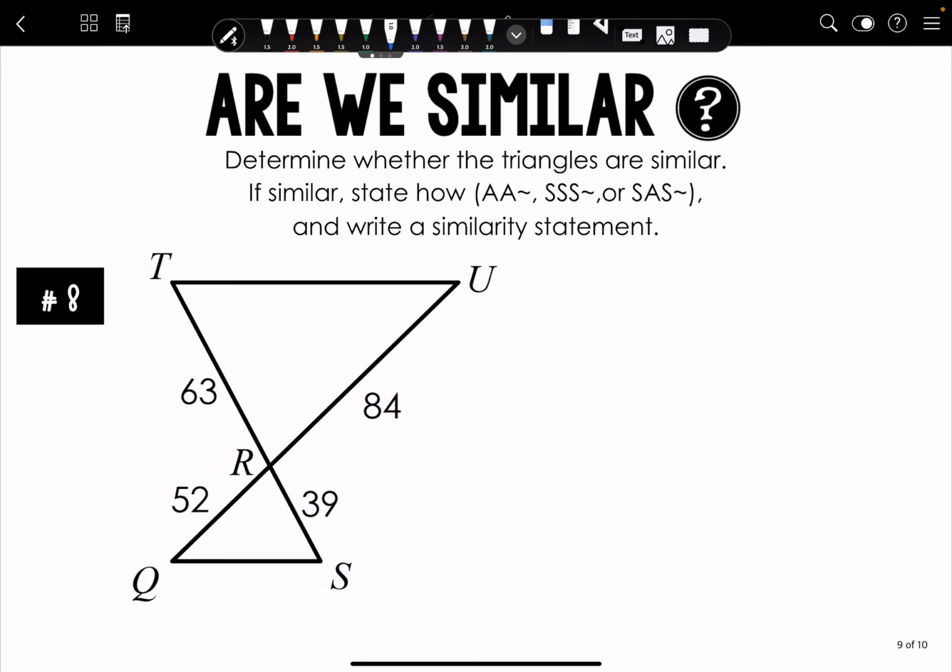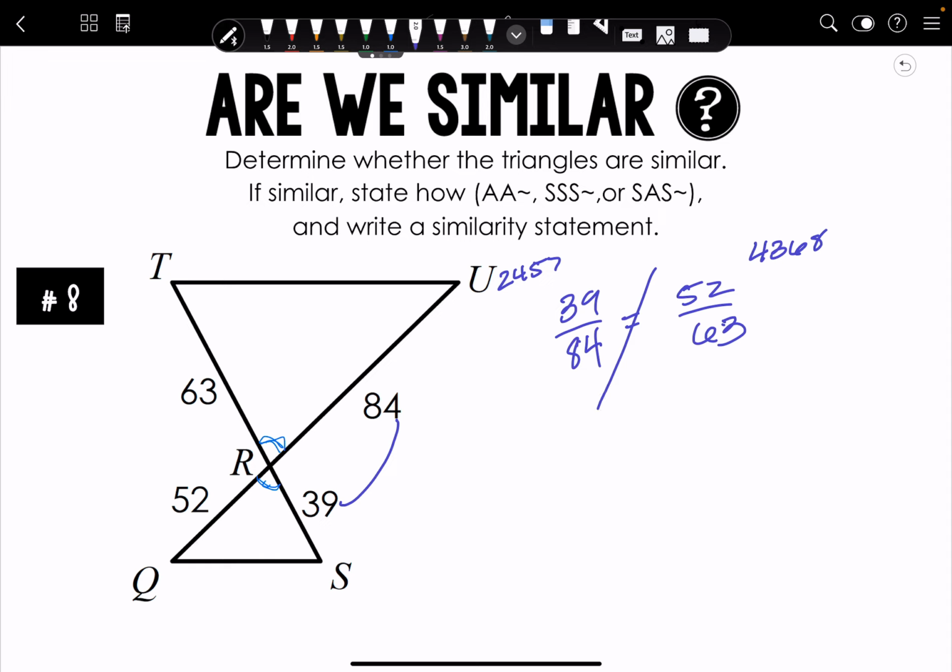All right, angle 8. So right here, you've got all of this set up. Well, don't forget, these are vertical angles. So we got to think about it two ways. Maybe 39 and 63 are the ones that are corresponding. Or maybe it is just how it is, and 39 and 84 are corresponding. So I'm just going to use my calculator and cross multiply and check the cross product. When I do 39 times 63, I get 2457. All right, and then 84 times 52 is 4368. So that one does not work.